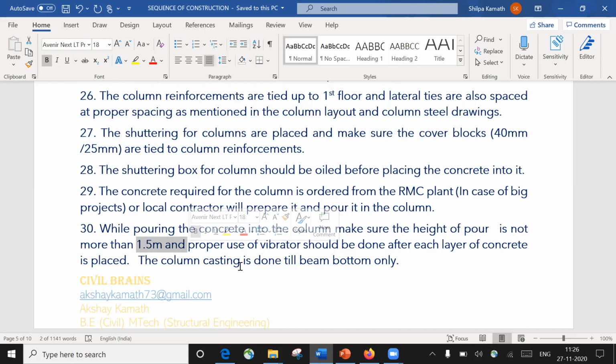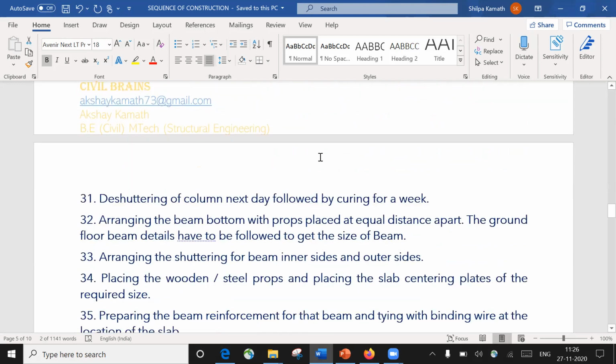So in order to avoid all those things, the usual practice is we put it in one or two lifts. This is what it is trying to tell. And you have to make use of the vibrator so that you get a uniform mixture and honeycombs and all are avoided. Once that is done, again de-shuttering of the column next day, followed by curing for a week. Again, you have to do the de-shuttering, then again you have to do the curing of the column.